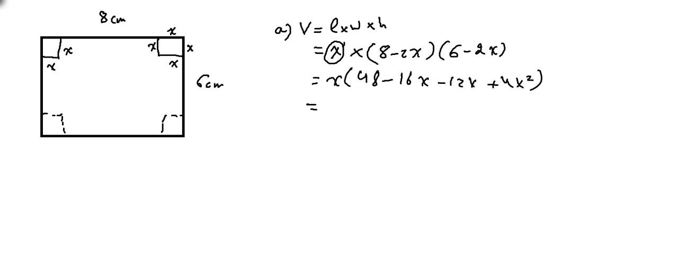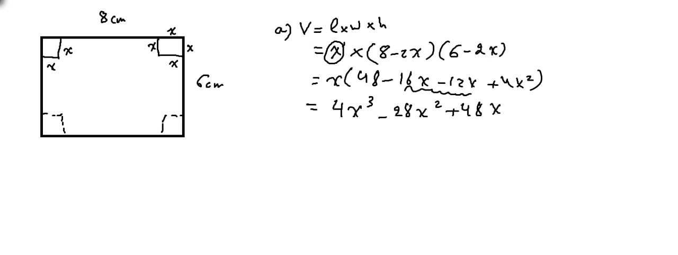Let's start from here. 4x squared times x is 4x to the power 3. We can add those two: negative 28x times x is negative 28x squared, plus 48 times x, 48x. This is the volume in terms of x. This is 4x cubed minus 28x squared plus 48x.